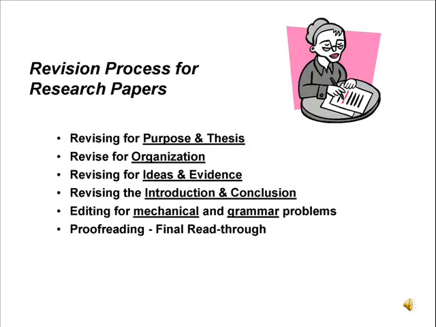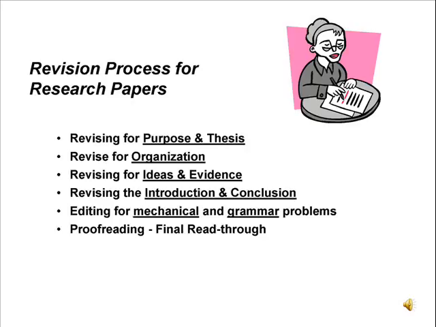The first one is revising for purpose and thesis. Basically what you're doing there is you're looking at the entire essay or the entire paper, and you're asking yourself certain questions like, did you answer the main research question? Was there anything that you missed? And then you might want to take a look at each of the body paragraphs and make sure that each one relates to the research question and that it's connected to the big research question. Do all the ideas in the paper relate to that main research question?